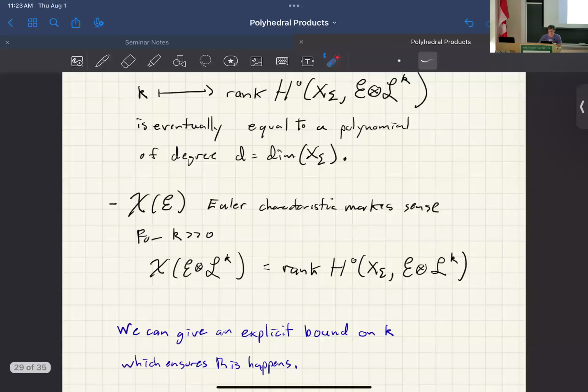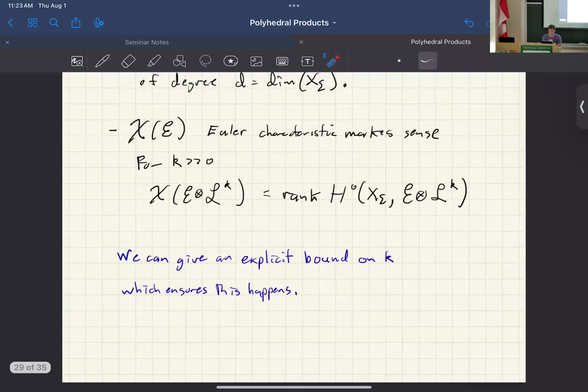And for high k, the Euler characteristic of this tensored up toric matroid bundle will correspond with the rank of the global sections. And so you can view this as a combinatorial version of the higher cohomology vanishing, but we don't really have the higher cohomology. We don't know what it is, but we do have this. It's actually an open question. What is the higher cohomology in this case? And we can also give an explicit bound on when this will happen in terms of the diagram D and the matroid.